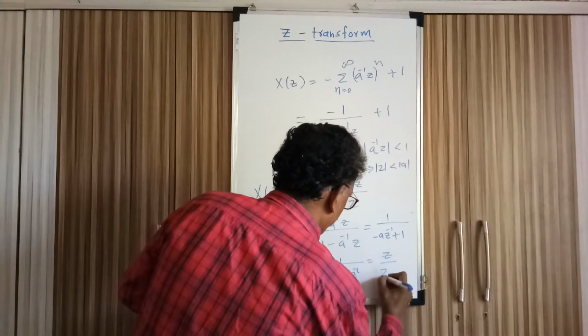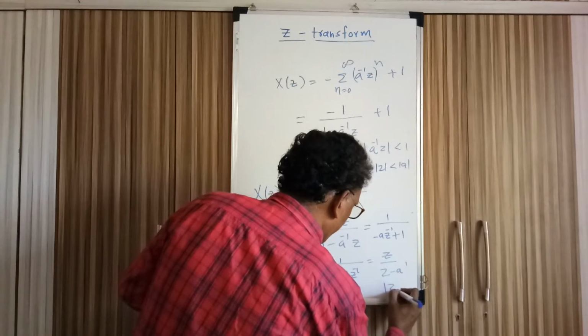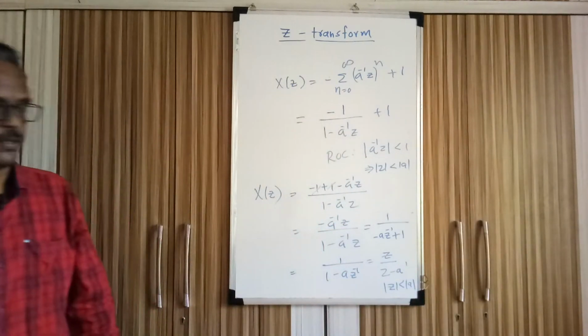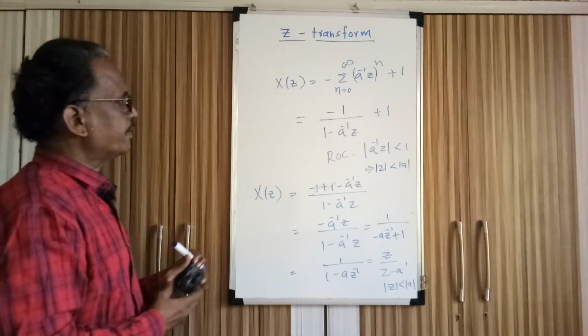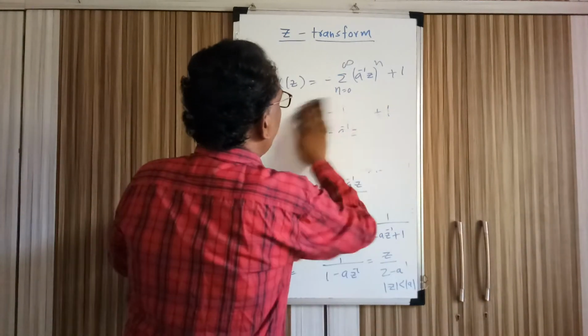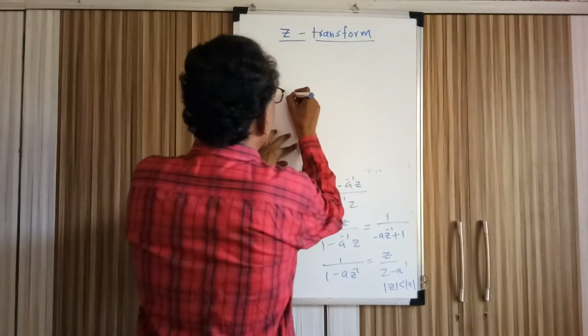which can also be written as Z divided by Z minus A, provided, and that is very important, mod Z should be less than mod of A. The Z transform exists only when your ROC is interior to the circle of radius A. So let us plot the ROC.